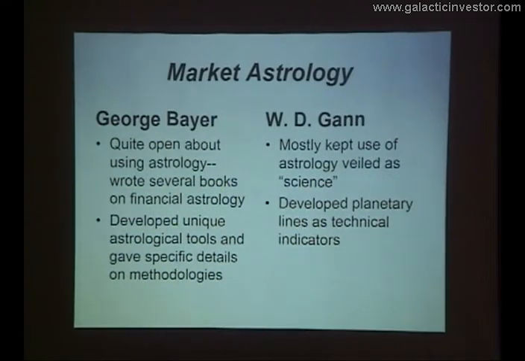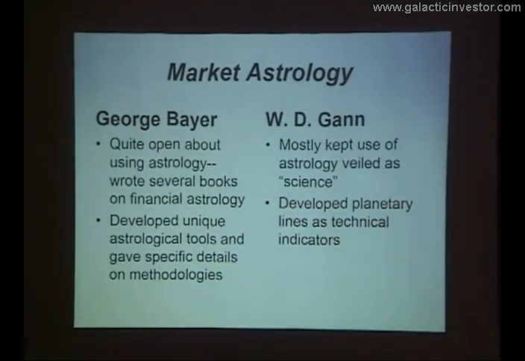He mentions astrology in his novel and talks about his belief in astrology. But for the most part, his use of astrology was fairly veiled. He would talk about it as science and was very concerned about what the folks at the Methodist Church would say if they knew he was dabbling in astrology. And so he kept very private what his techniques were. That's created a lot of the aura of mystery around Gann. He used astrology to develop the planetary lines that are an integral part of the Galactic Trader program today. We'll talk about that in more detail in a moment.